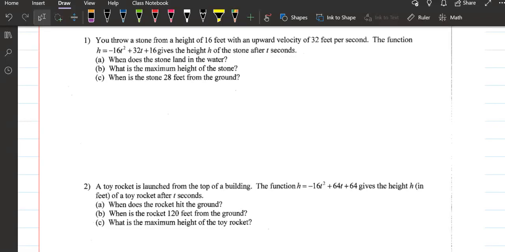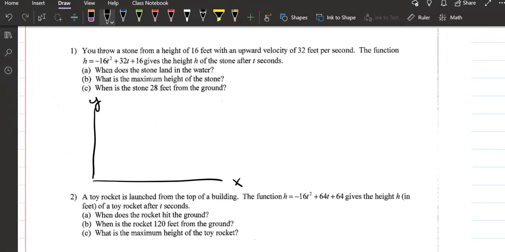All right, so for projectile motion, regardless of how bad of an artist you are, I suggest you make a drawing of your X and Y axis. So this problem says, a stone is thrown from the height of 16 feet. So anywhere on this Y axis is 16 feet. Here's your little guy or girl. Here's the stone upward, and it comes back down.